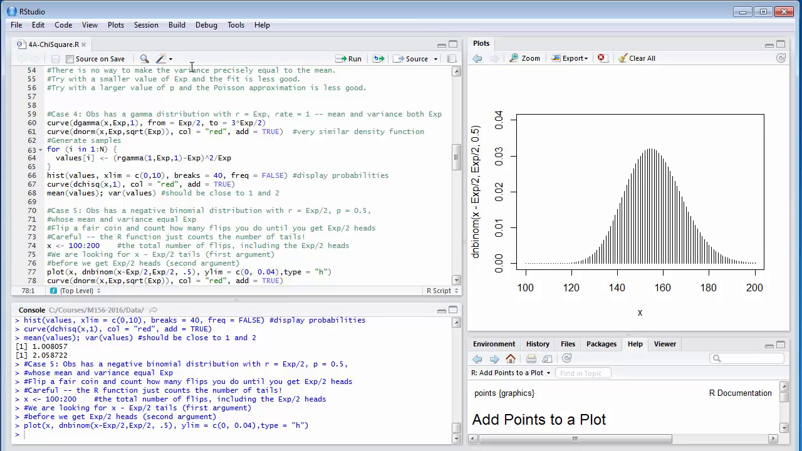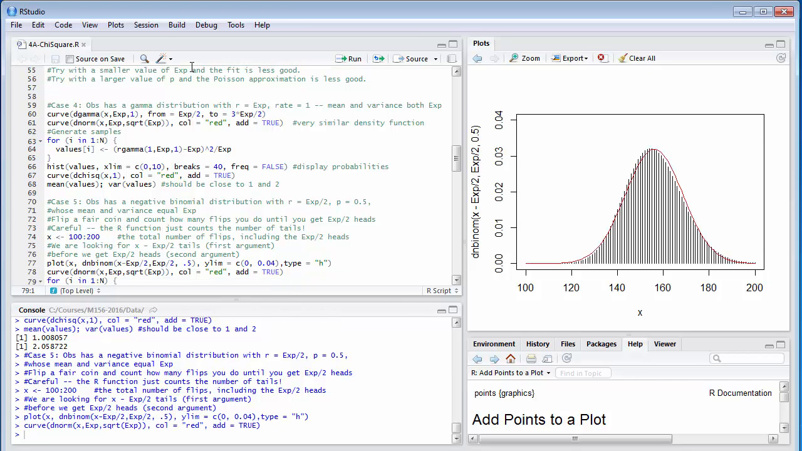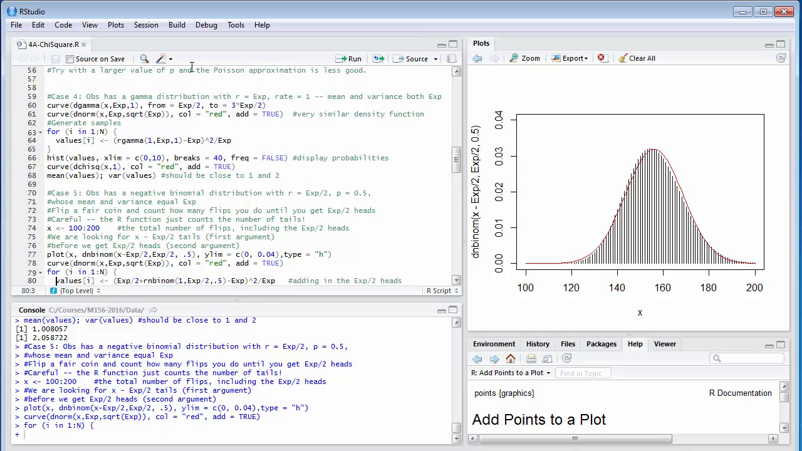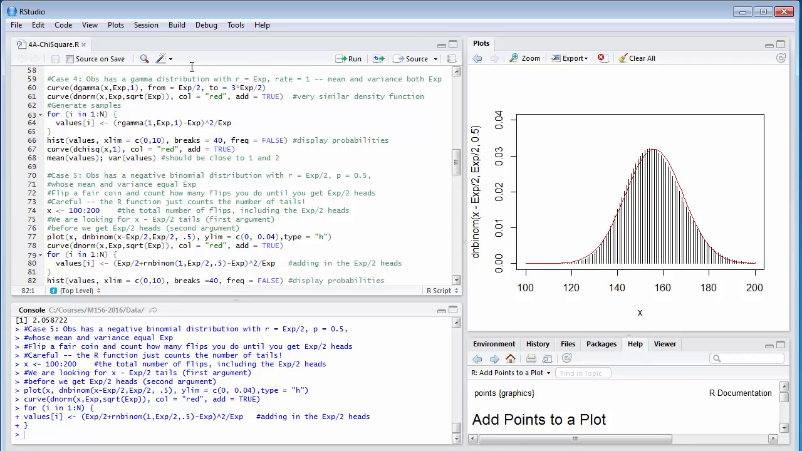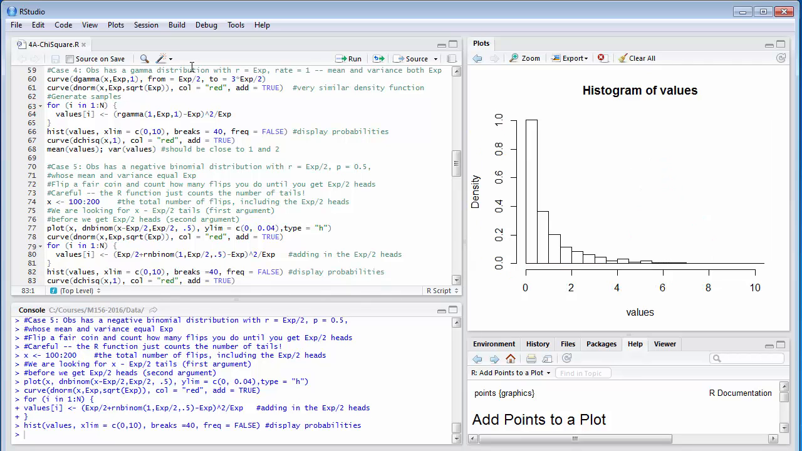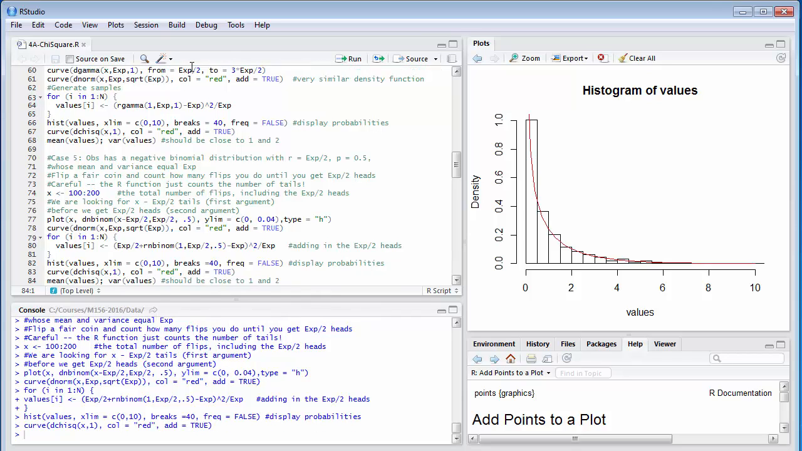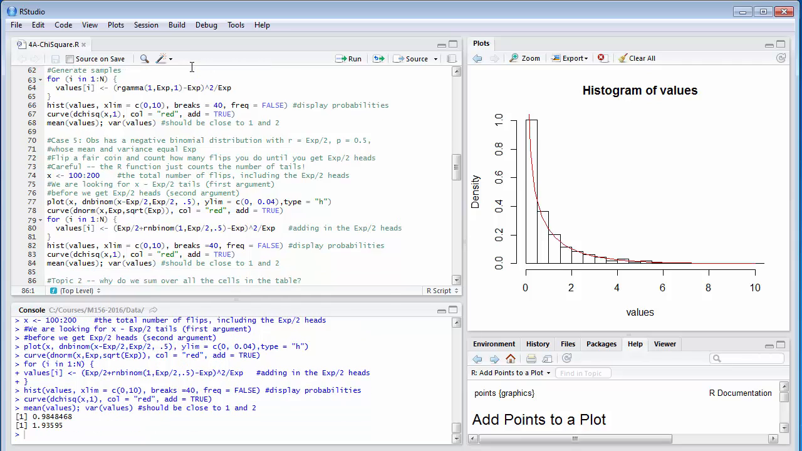So here's a plot of the density function for the negative binomial distribution. Again, it's a pretty good match for the density function for a normal distribution with the same expectation, same variance. Generate samples in exactly the same way. There's the histogram. There is the chi-squared density function overlaid. There are the mean and variance, again close to 1 and 2.